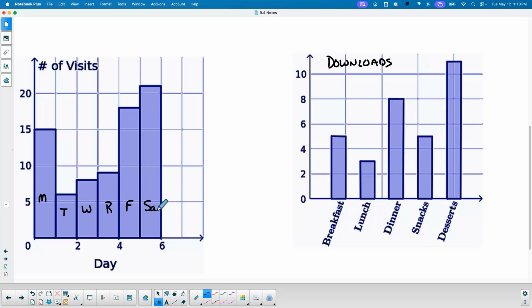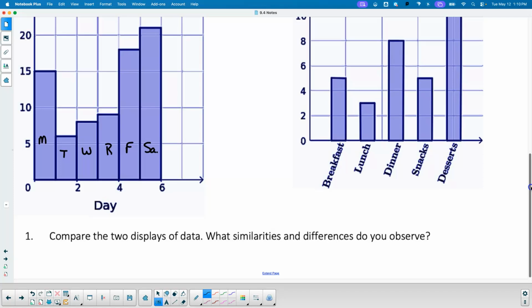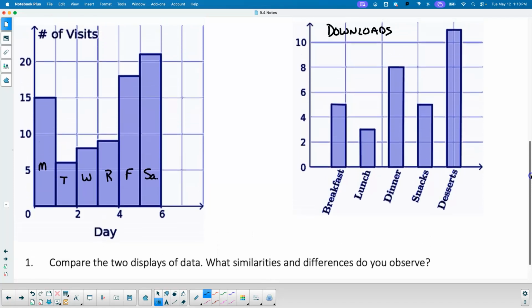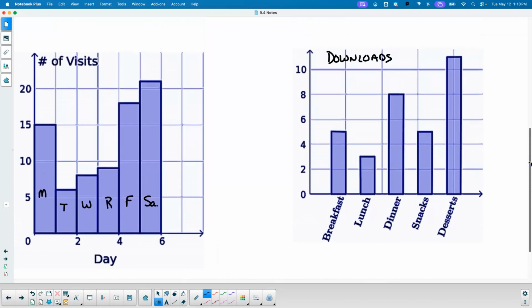Right, let's talk. Pencils down. We're not going to write anything today. We're going to talk. Question of the day is, what do you see? Tell me what you see between these two. Compare the two displays of data. What similarities and differences do you observe? Okay? So what do you see? What do we know? What can we find out? What can we infer? What don't we know? All that good stuff. Floor is open for discussion.